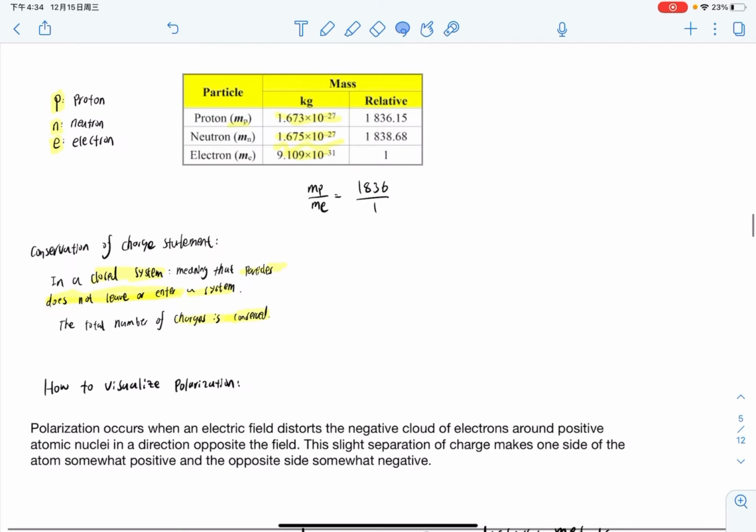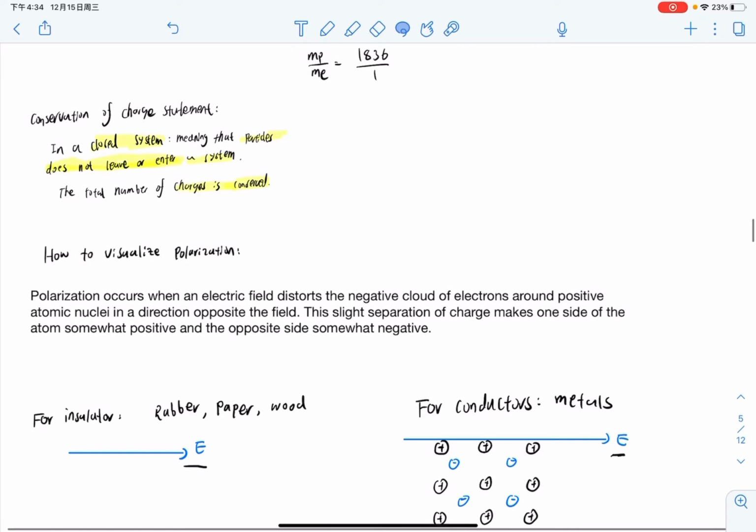Okay, the next topic we're going to review is polarization. Polarization occurs when an electric field distorts the negative clouds of electrons around the positive atomic nuclei in a direction opposite the field. And this slight separation of charge makes one side of the atom somewhat positive and the opposite side somewhat negative.